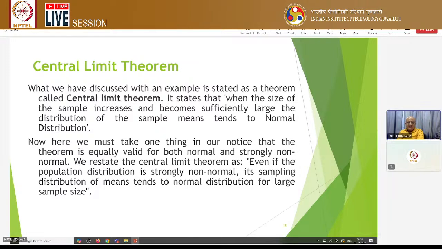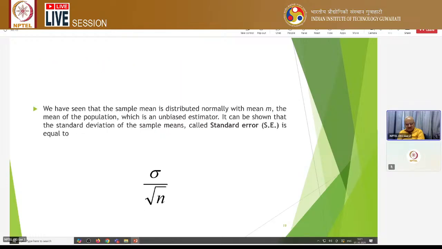Here we must take one thing in our notice, that the theorem is equally valid for both normal and strongly non-normal distributions. So I said, even if you have a uniform distribution, it will still tend to normal. So we can say even if the population distribution is strongly non-normal, its sampling distribution of means tends to a normal distribution for large sample size.